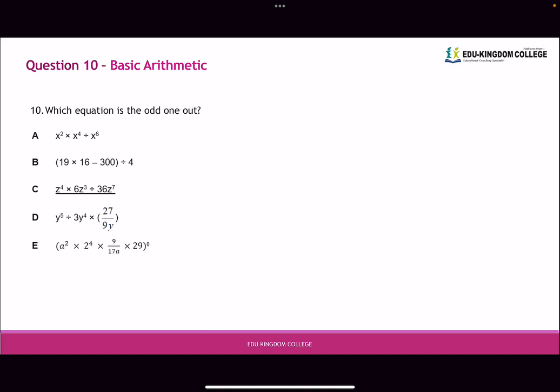Now, which equation is the odd one out? So all of these will simplify to become 1. So x squared times x to the 4 equals x to the 6, divided by x to the 6 equals 1. So when we have powers and we multiply those two separate powers together, you add the powers, okay, not multiply them. If it was x squared to the power of 4, like this separately, then you multiply the powers together to get x to the 8. But otherwise, you leave them as is, you just add them together.